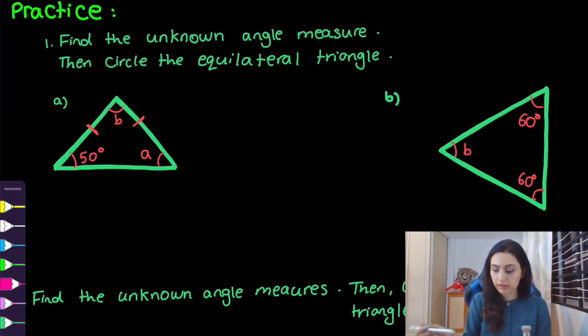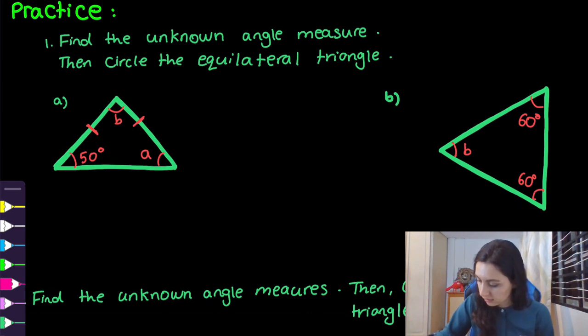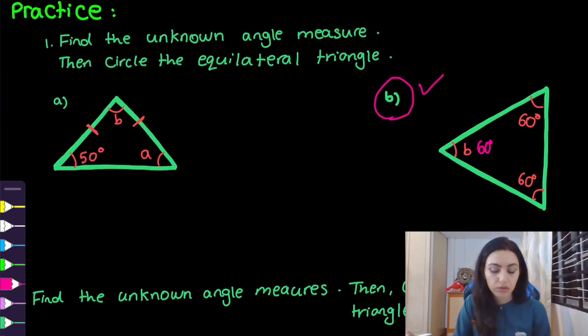Then right away I know it's B because one of the angles is 60, the second angle is 60, the third angle must be 60. So see, without any calculation, I can tell right away which one is an equilateral triangle. So it's B. Done. You don't need to do anything else. As soon as you see 50 on A, then it's done.